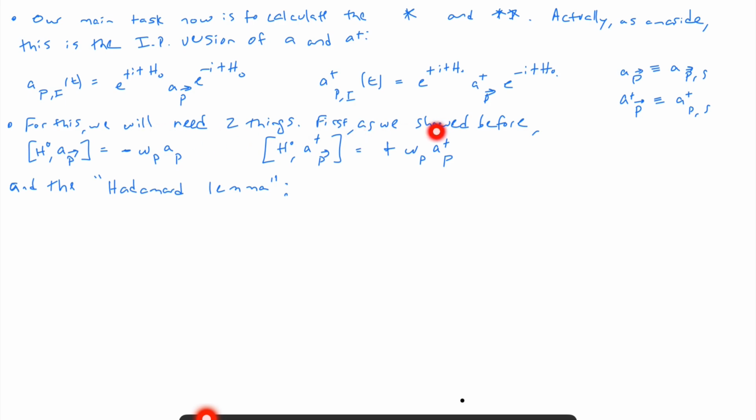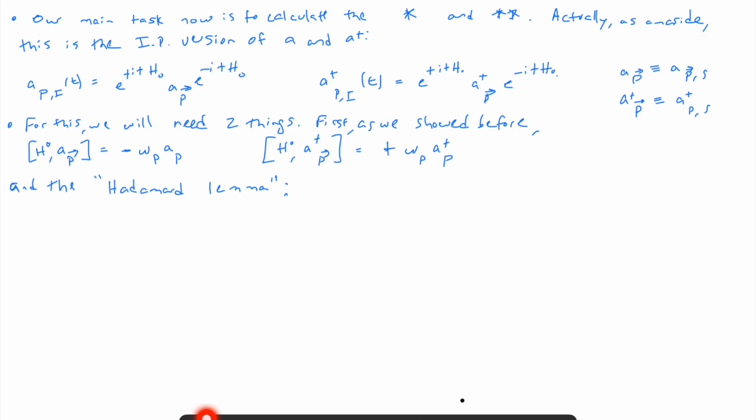Well, we need to remember two things. We showed this before in the previous lectures, that if we take the commutator of H naught with A sub P, and we knew the expression for H naught, remember it was the free Hamiltonian, that was the sum of omega P, A dagger P, A P. If we took the commutator of that with A sub P, we got this expression over here. We showed that in the previous lectures. And if we take the commutator of H naught with A dagger P, we get this, plus omega P, A dagger P.